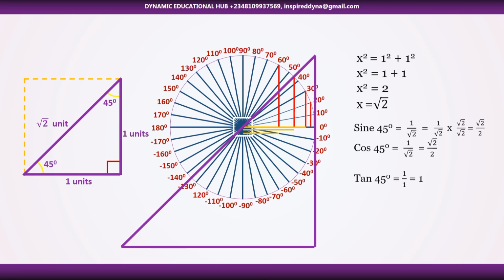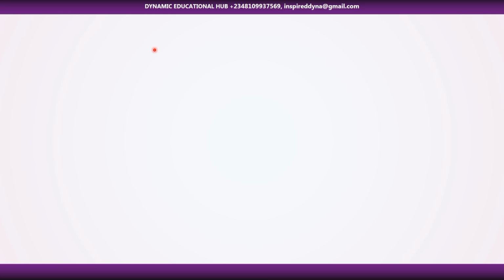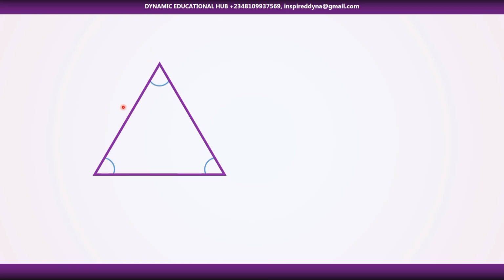Let's go ahead and do the same thing for 60 degrees and 30 degrees. We have seen how important the right angle triangle is to Pythagoras theorem and trigonometric ratios as well. Now we are using an equilateral triangle. So let's have our equilateral triangle. Don't forget, an equilateral triangle has all its sides the same, so all its interior angles are also the same, and each interior angle is 60 degrees.